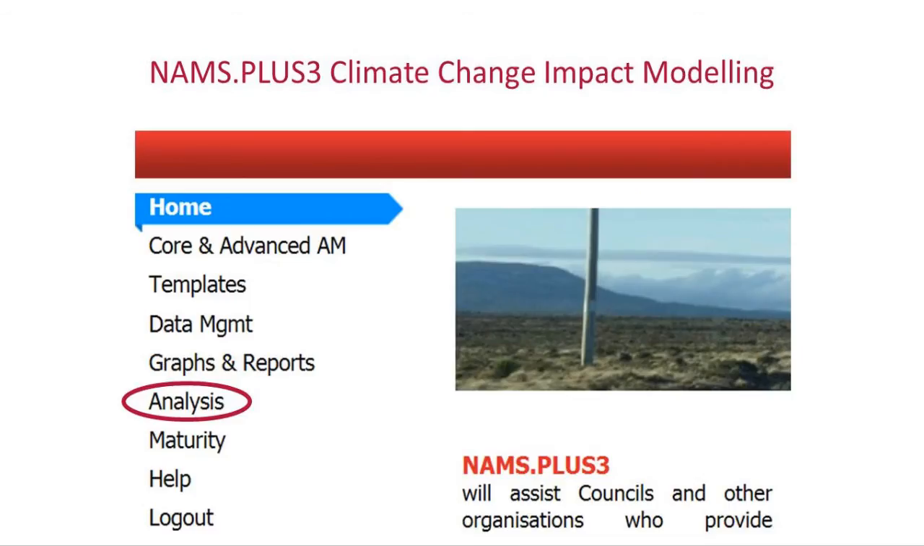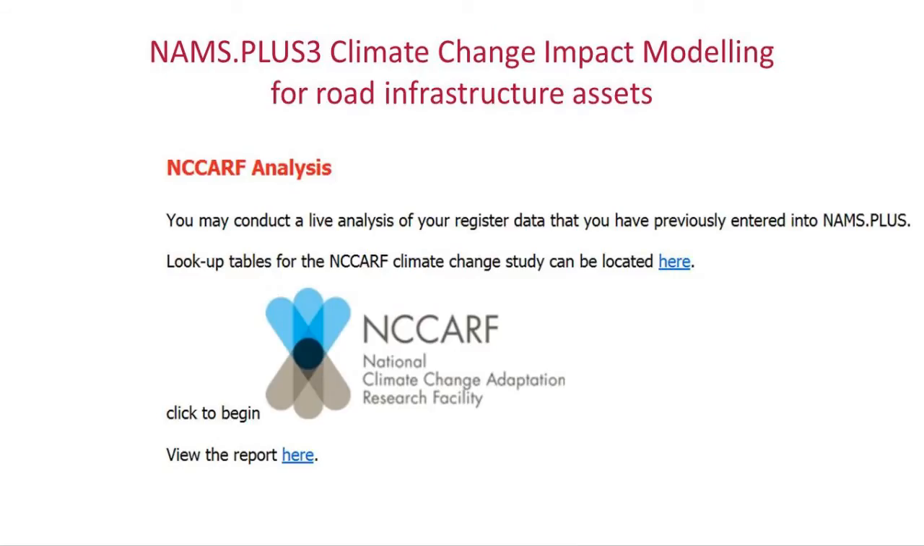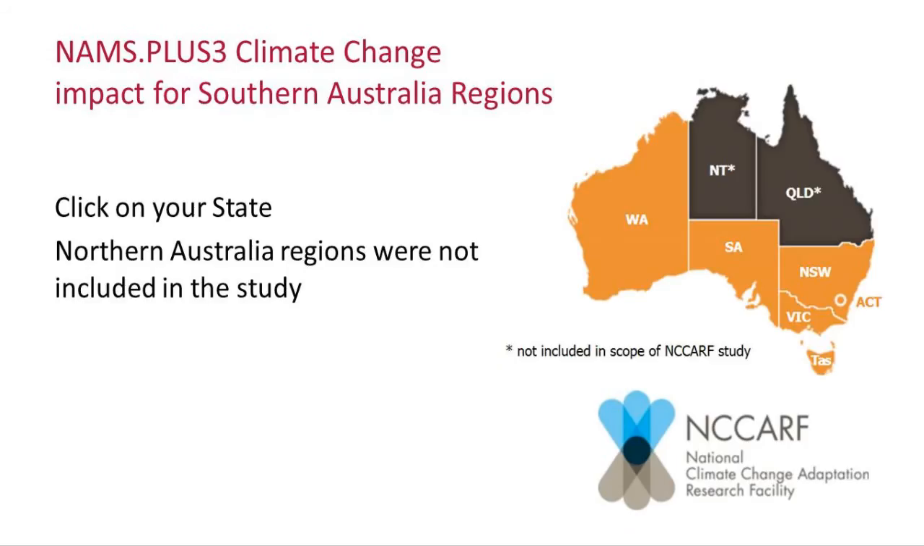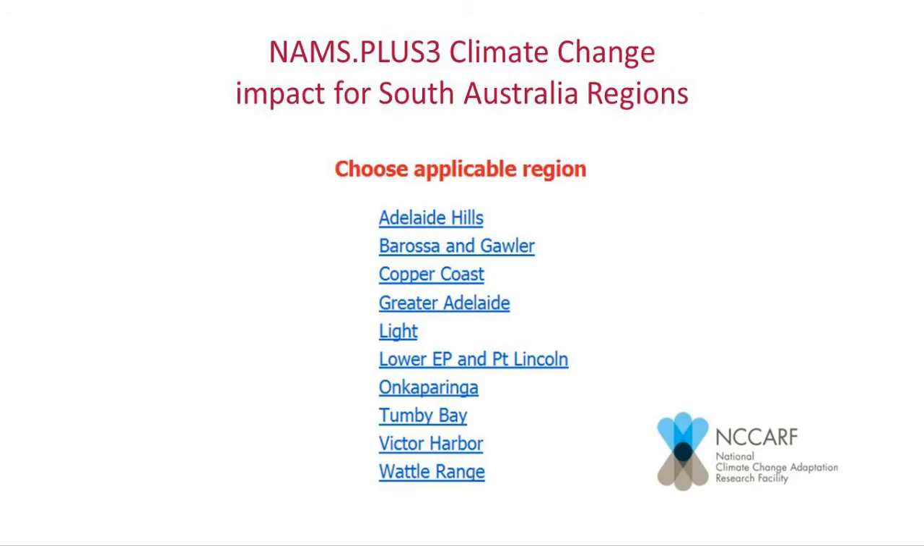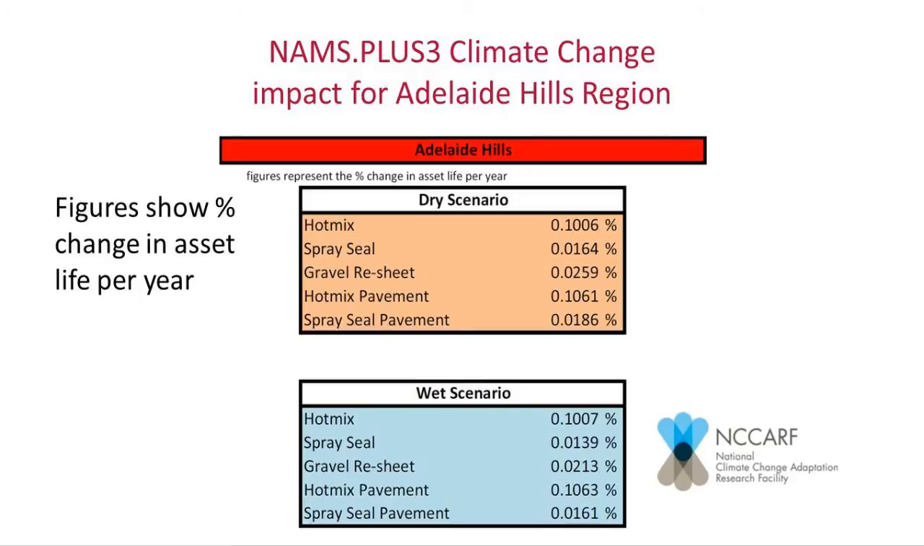A new function is the ability to model the impact of climate change for road assets. The climate change impact modelling is based on studies conducted by the National Climate Change Adaptation Research Facility. The study was conducted for road infrastructure assets. The climate change impact data is only available for Southern Australian regions. Simply click on your state and select the relevant region from the listing. The impact of climate change is expressed as the percentage change in asset life per year.